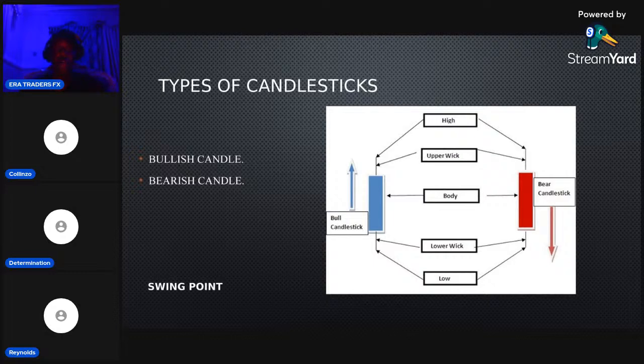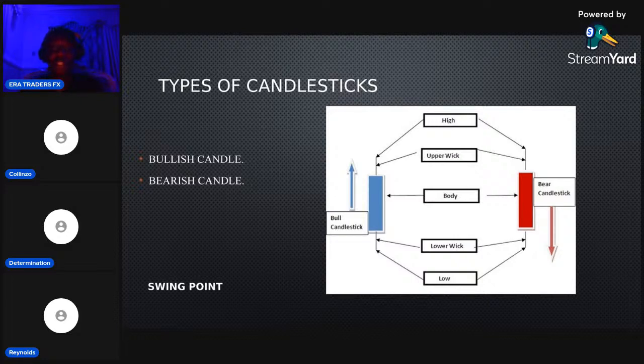So we have the open of the candle, the close of the candle, the wick of the candle, and the highs and lows of the candle. As you can see here, it's very clear. We have the wicks, the low, the high, the open and the close.